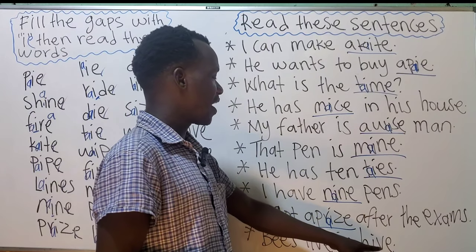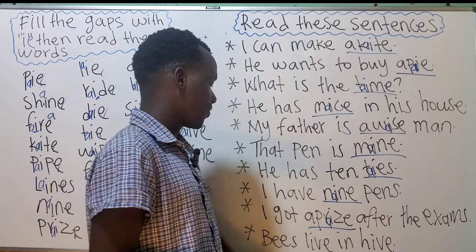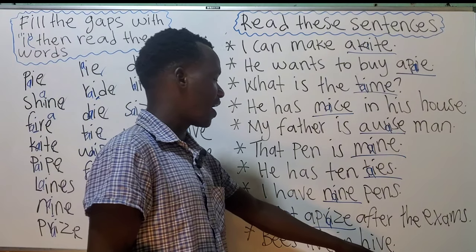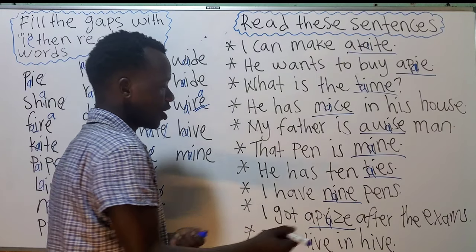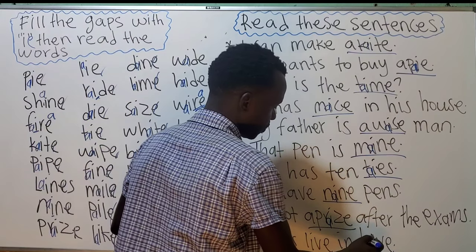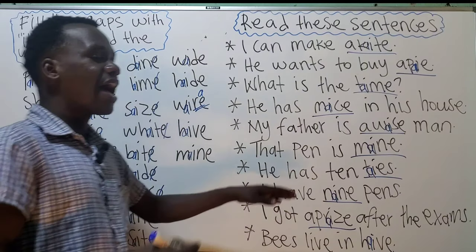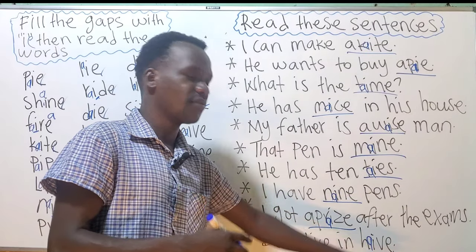And then bees live in hive. Okay? Bees live in hive. And then here also we have A in between there. So it becomes hive.